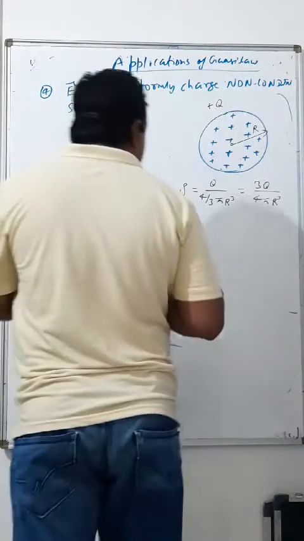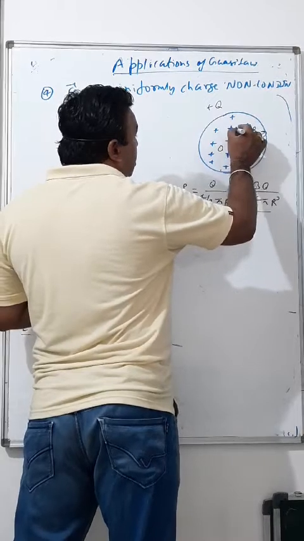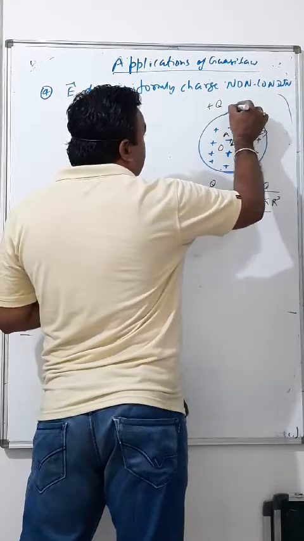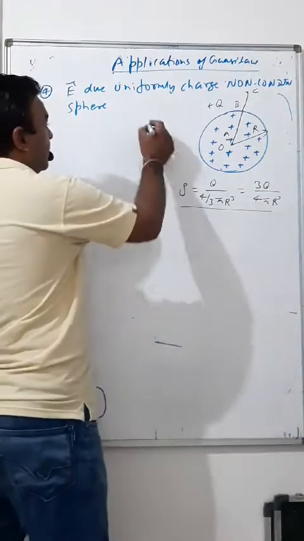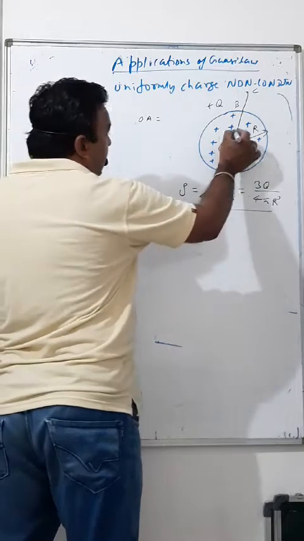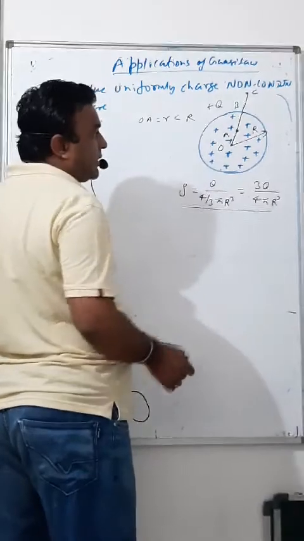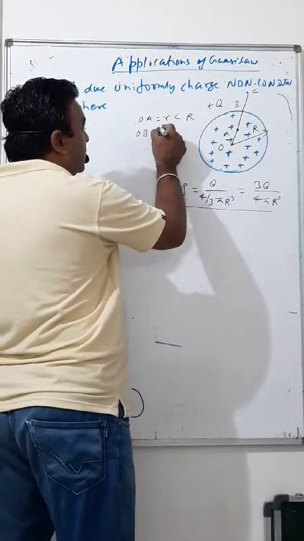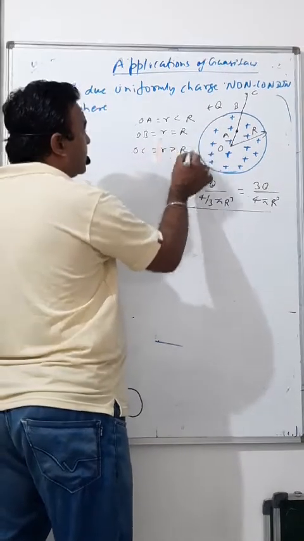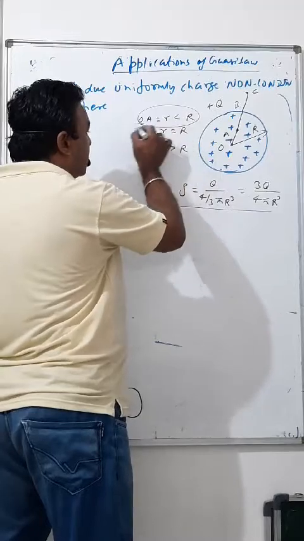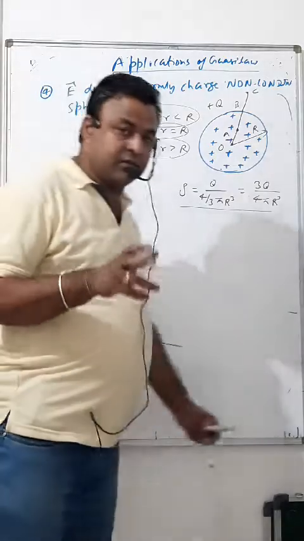Now, this is rho. We are interested to find the electric field. This point is O, this point is A, this point is B, this point is C. Here, the electric field is to be found at A, which is inside, r less than capital R. OB is equal to r equal to capital R. OC is r greater than capital R. This point is inside, this is on the surface, this is outside. These three cases we will carry out.